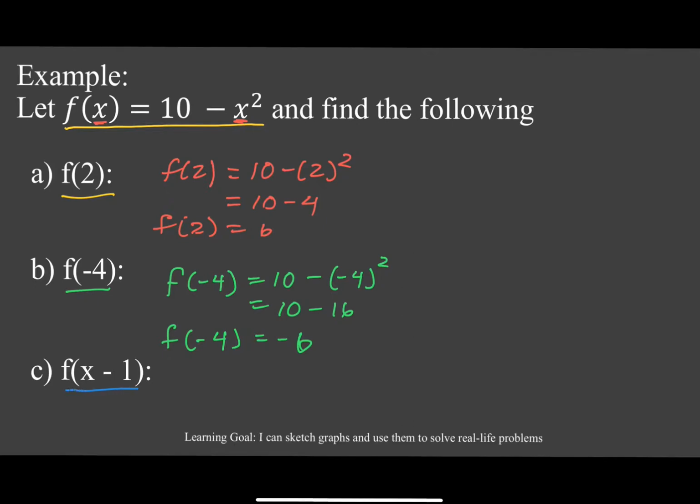And so for this last one, although it looks a little bit different, we're going to continue to do the exact same thing we've been doing. So we're going to replace all of our x's in our function with x minus 1. So f of x minus 1 is just 10 minus, here where I have my x, I'm going to go ahead and put in my input, x minus 1, quantity squared. And we could definitely simplify this out a little bit, but for now I just want you to realize that whatever we have inside the parentheses in function notation is just what we're replacing our x with in our equation.